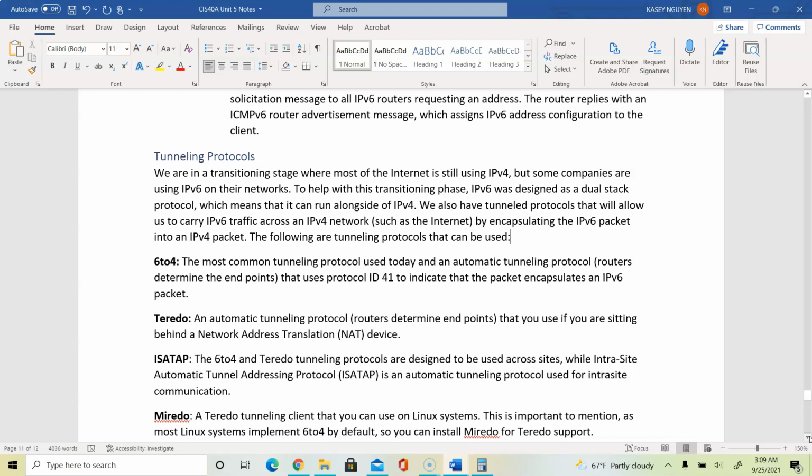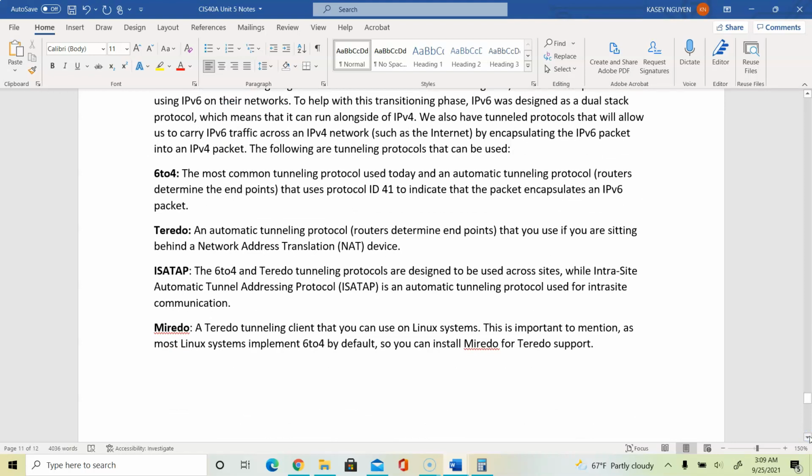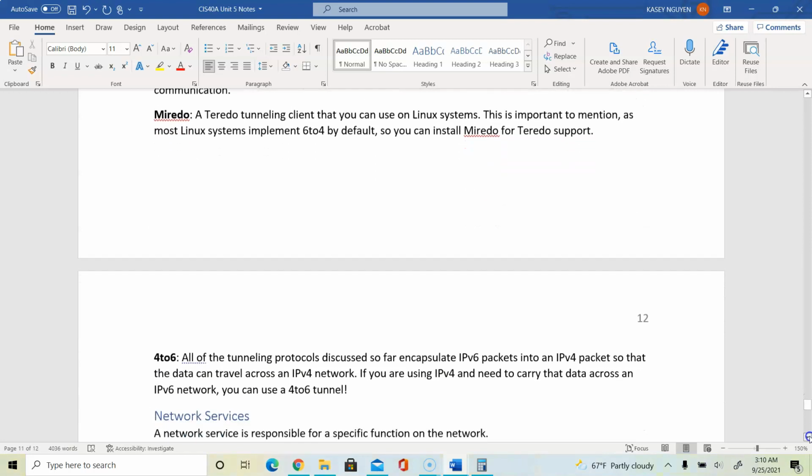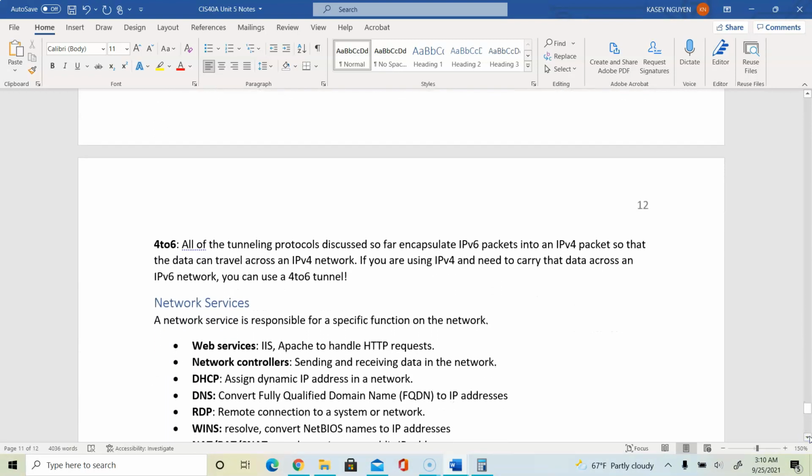Teredo is an automatic tunnel protocol, and this allows you to use a network address translation device, such as a NAT server. ISATAP is going to be 6to4 and Teredo combined, and it allows you to do intra-site automatic tunneling address protocol. Miredo is going to be for Linux use, and that is a Teredo tunnel client. So Teredo is for Windows-based or non-Linux, and then your Linux use is implementing 6to4 by using Miredo. So 4to6 is a way that we can encapsulate. You can use IPv4 over an IPv6 network, so it's the reverse of 6to4.